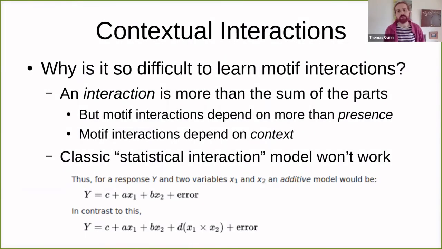So why exactly is it so difficult to learn motif interactions? Well, we know that an interaction means it's something more than the sum of its parts. But motif interactions depend on more than just the presence of multiple motifs. There's this element of context, that somehow the distance between those motifs is also important. So the classical statistical interaction model, where you have an additive combination of the motifs plus some term which represents the product of the motifs, is not adequate because it doesn't capture the context element.